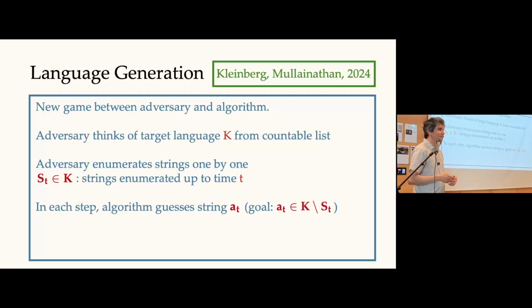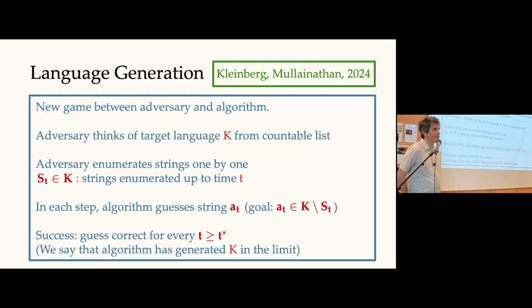So we only get credit if we produce a new string that belongs to the target language but has not been presented to us so far. Okay, so we want our new strings to belong to K minus S_t. And success again means exactly the same thing. We succeed if there is some point t* such that for all times t beyond t*, our guesses are correct. So we guess valid strings that belong to the language that haven't been presented to the algorithm so far. Okay, so same question, I just tweaked a few things.